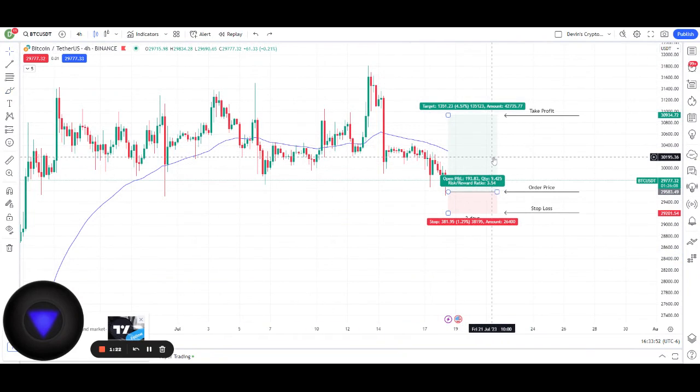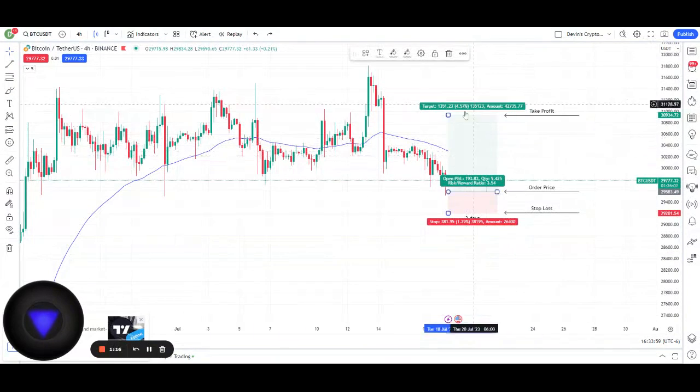I try to keep a risk to reward ratio of 2 to 3 optimally, 2 if I'm just so sure, but I want to have a nice buffer. That means that, as you can see in this here, our risk to reward ratio is 3.5. So that means that if I'm right, I make 3.5 times what I was going to lose. My reward is 3.5 times what I was risking.